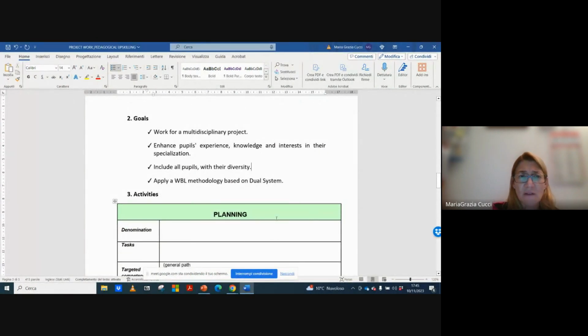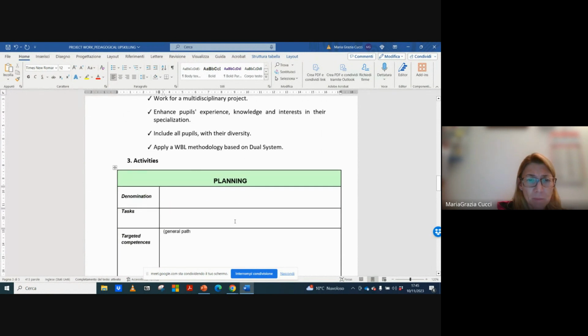So here you have a planning of activities. The planning of activities is something that you use as a checklist. The denomination is the name that you give to your dual system project. The tasks are the tasks that you think will be given to your students inside the dual system project.